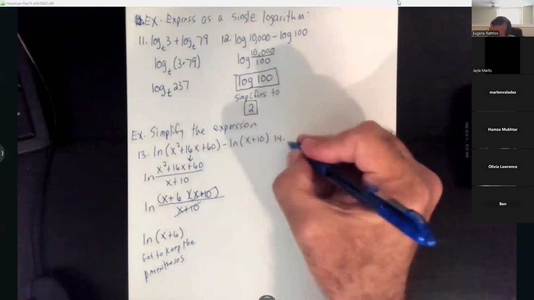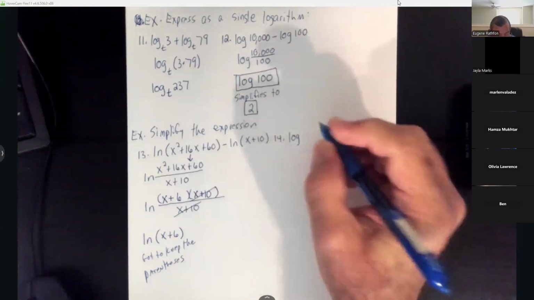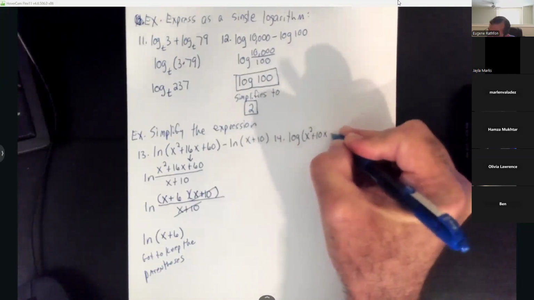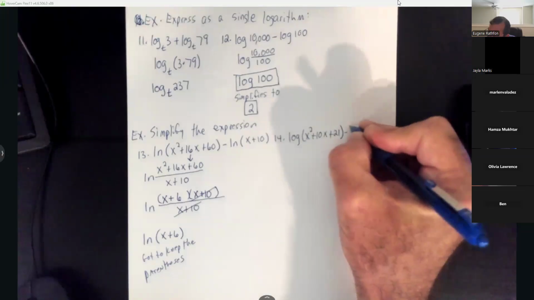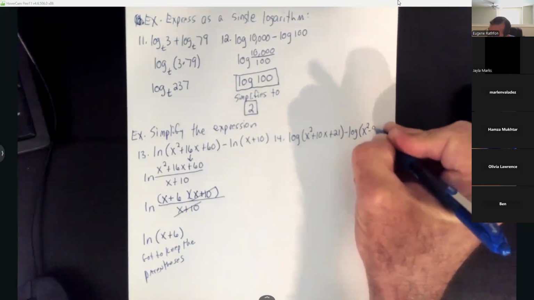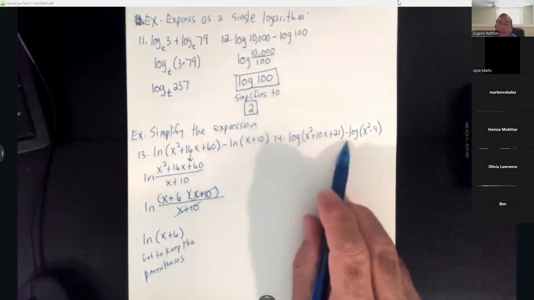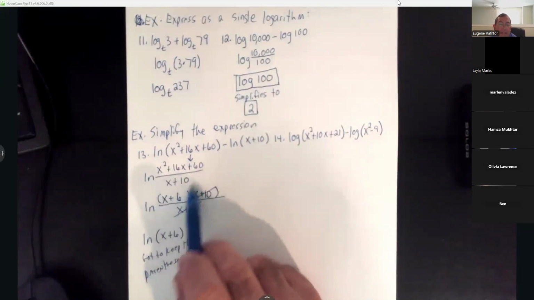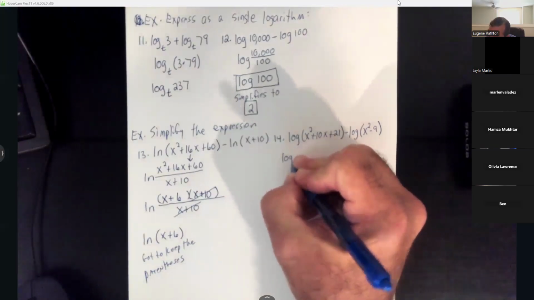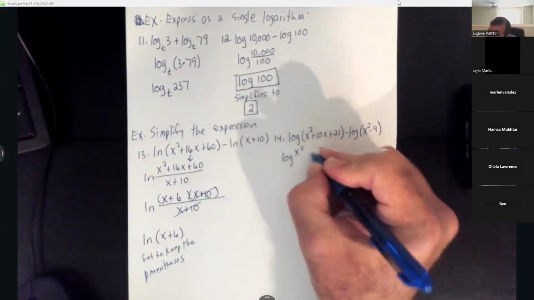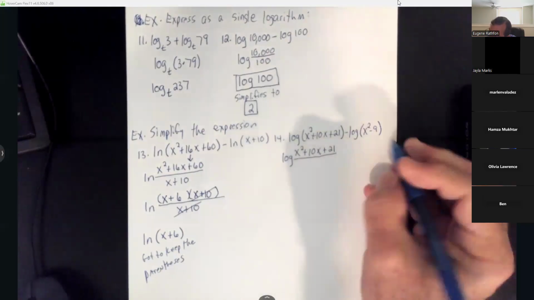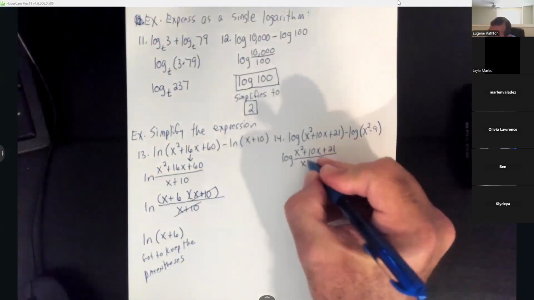But this one's dealing with logs. They got a log of x squared plus 10x plus 21 minus a log of x squared minus 9. So y'all, it's being subtracted, so I'm going to rewrite it as a single log like I did over here. So I'll bring out that log. On top will be the x squared plus 10x plus 21. On bottom, the x squared minus 9.